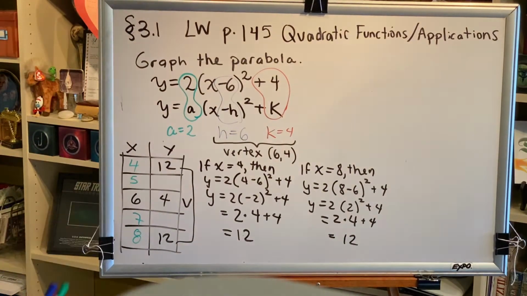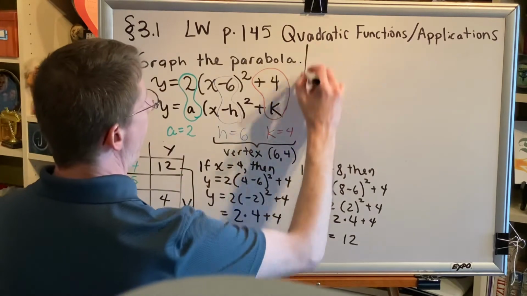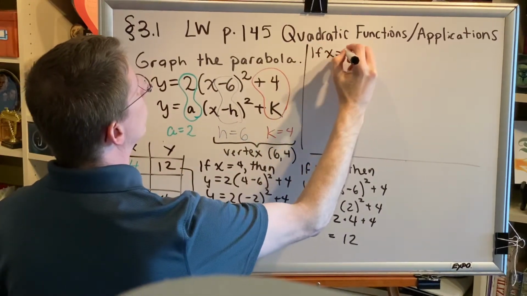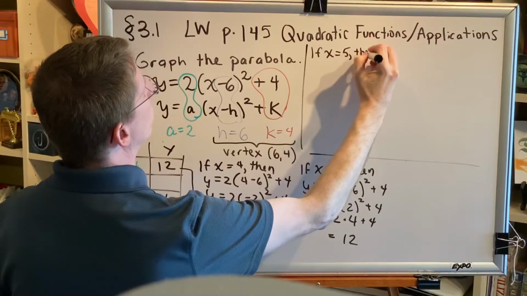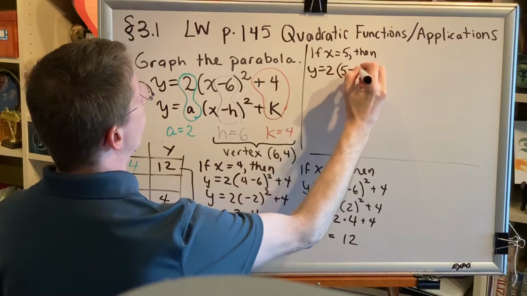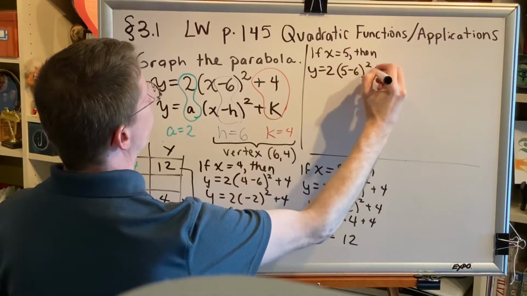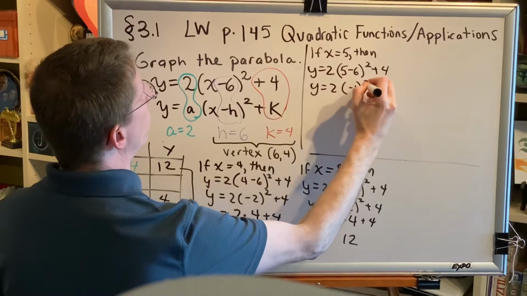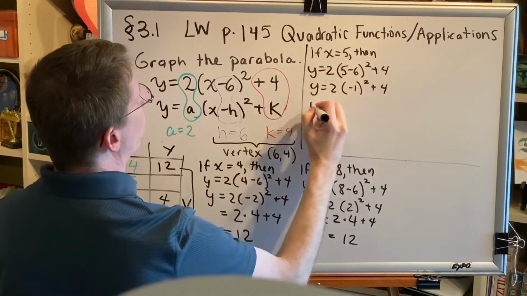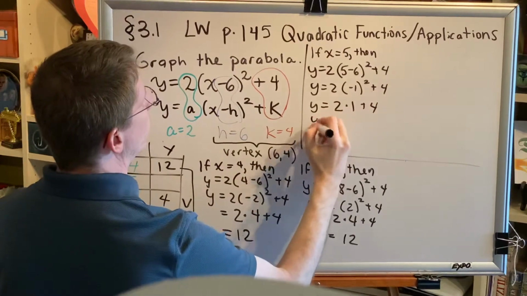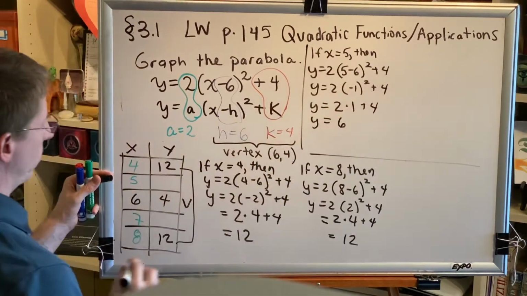Now let's do the middle x values. If x equals 5, then y equals 2(5 minus 6) squared plus 4. y equals 2 times negative 1 squared plus 4. y equals 2 times 1 plus 4. y equals 6.